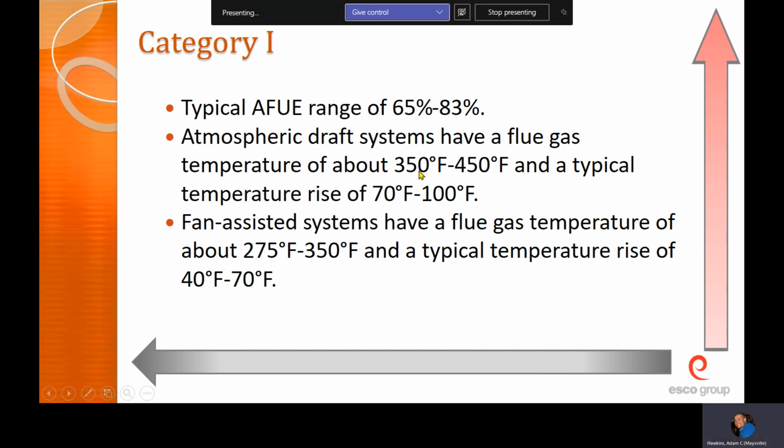And maybe some lower efficiency fan assisted, forced or induced systems. They're going to have an efficiency of 65 to 83%. Efficiency is measured in, for every BTU of gas that you put in, how many BTUs of heat are you getting out that can actually be used at the house versus how much is getting sent outside. So a 65% efficient furnace is wasting 35% of the heat. It's sending it right out the flue.